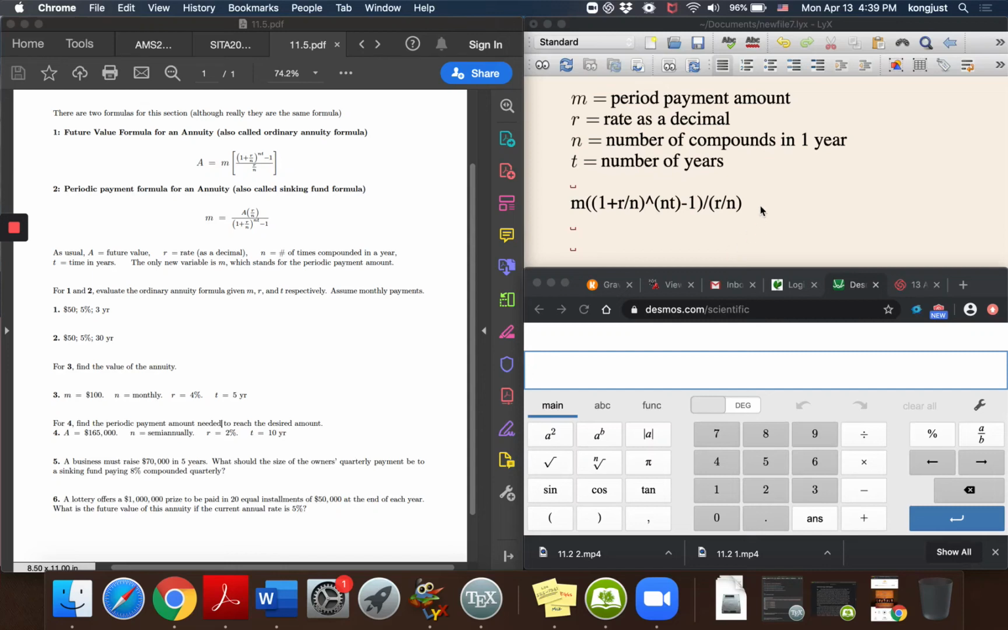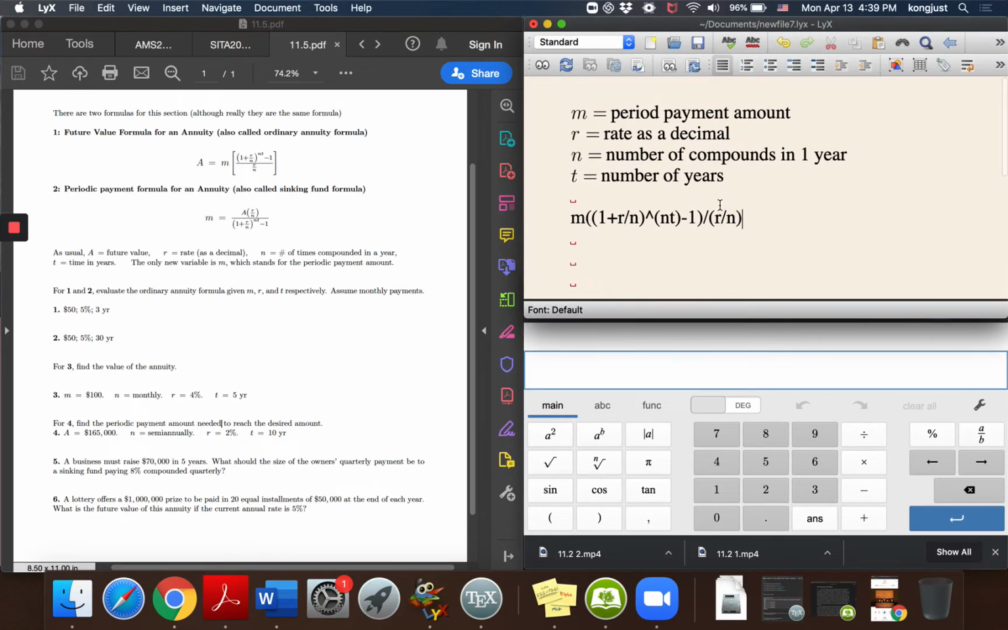This is 11.5. We're jumping into the questions now, actual questions. So let's get started. Number 1. For number 1 and 2, evaluate the ordinary annuity formula given M, R, and T respectively. Assume monthly payments. So that means N is equal to 12 in other words.